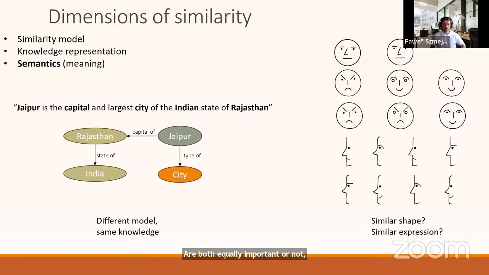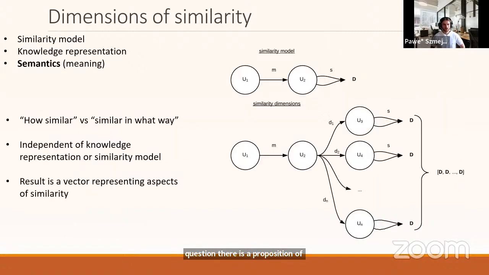And to answer that question, there is a proposition of applying dimensions of similarity, which is a model of similarity that considers many different aspects of similarity and shifts our attention from the question of how similar two entities are to in what way are they similar and to what extent.